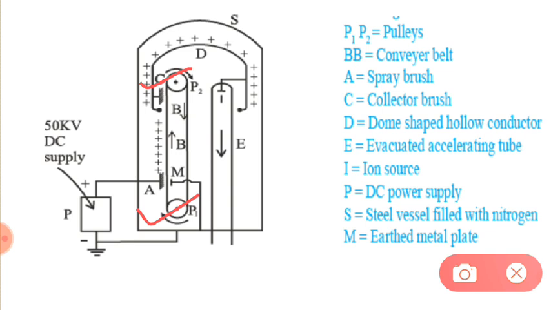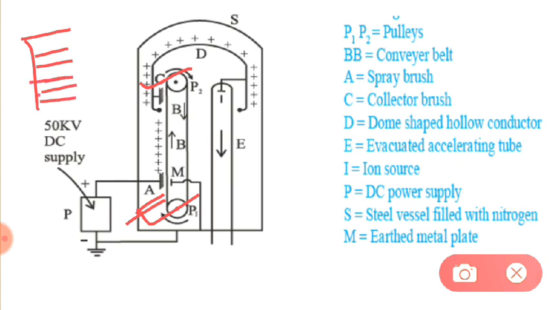Okay, now the next thing is, besides that, you can see over here A is nothing but a spray brush like a comb. It consists of a large number of pointed wires like this.